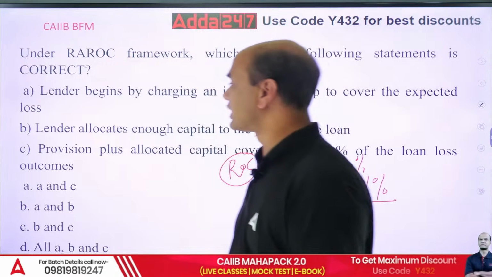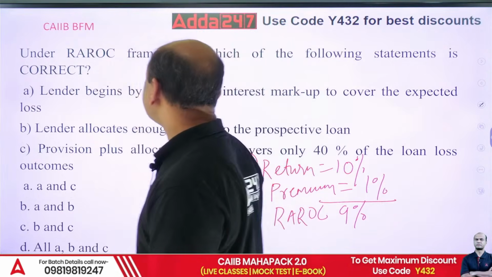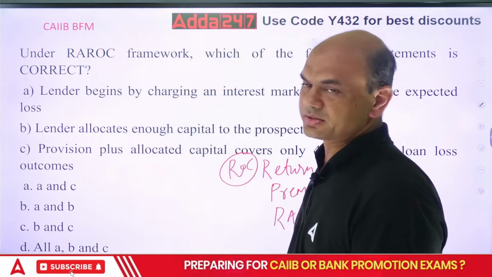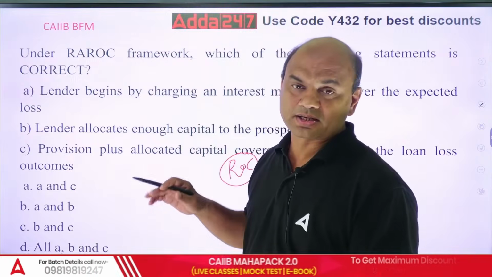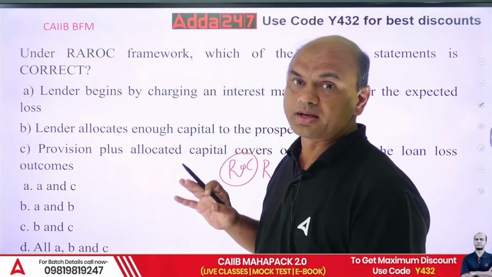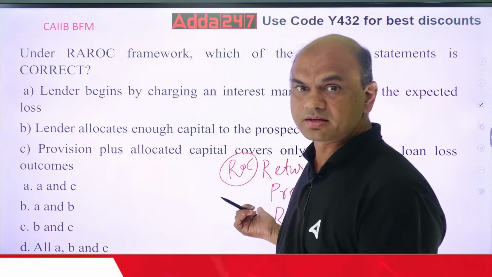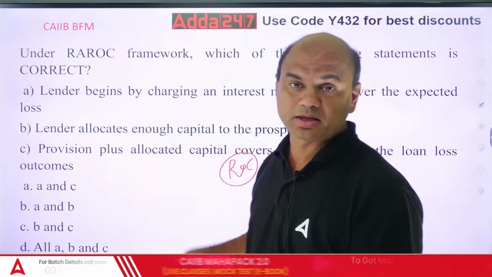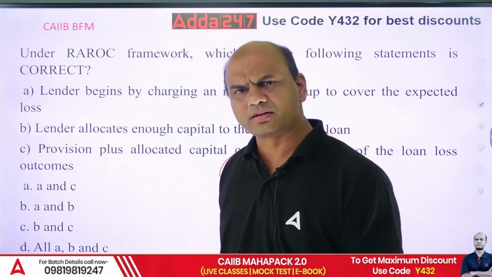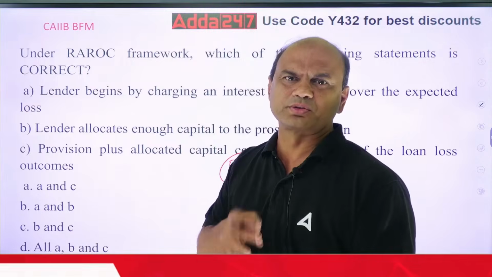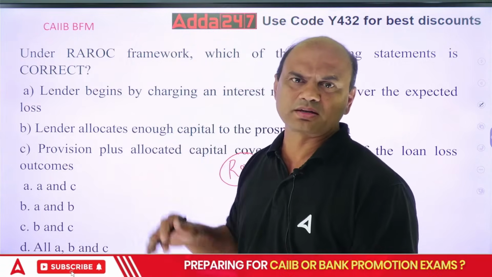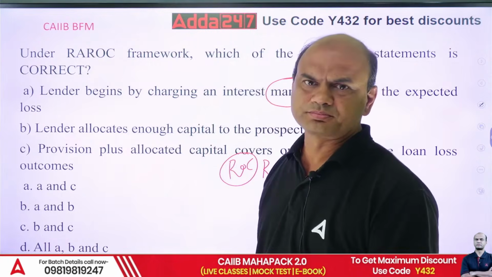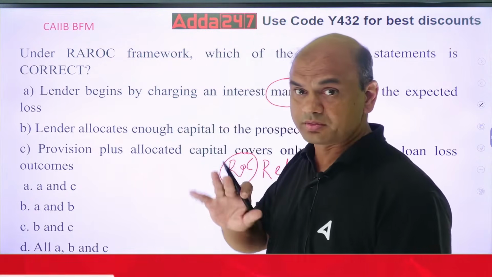Kindly note, the first statement: the lender begins by charging an interest markup to cover the expected loss. Interest markup means what? If the risk is higher, then your insurance premium will also be higher. So from where will the bank get it? The bank doesn't give it from its own pocket. It will charge the customer only. So here the charge is a markup. Markup means extra premium. So is it true? That's what you have to answer.